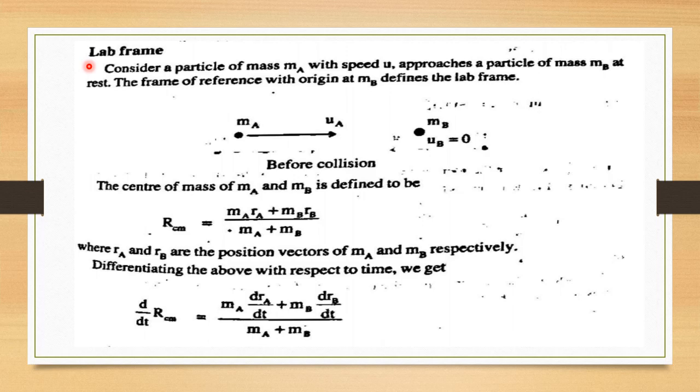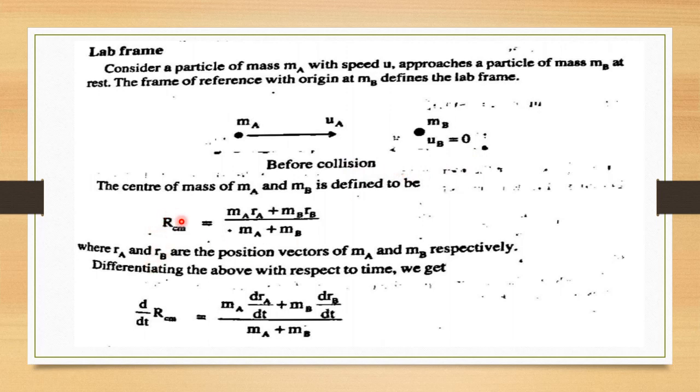So first of all, we consider the lab frame. Consider a mass MA moving with speed UA. It approaches a particle MB, whose speed UB is zero, at rest. This is the lab frame. MB is the mass, and its speed is 0 before collision.